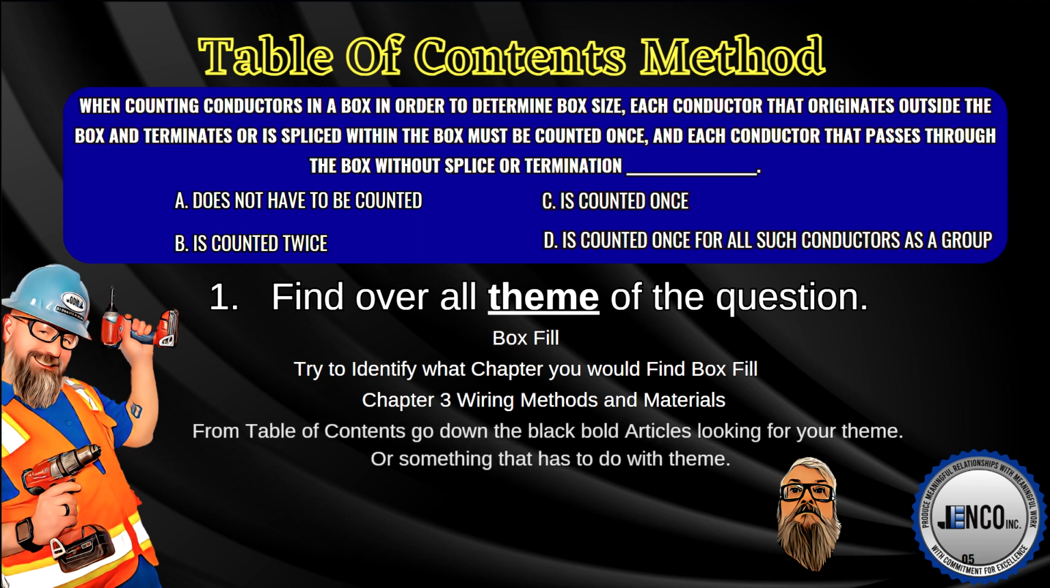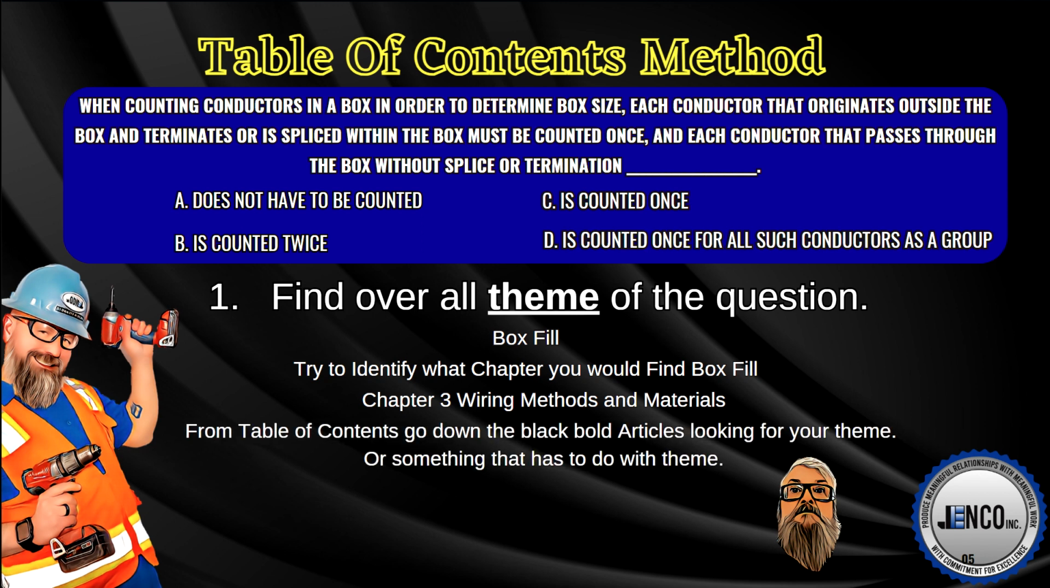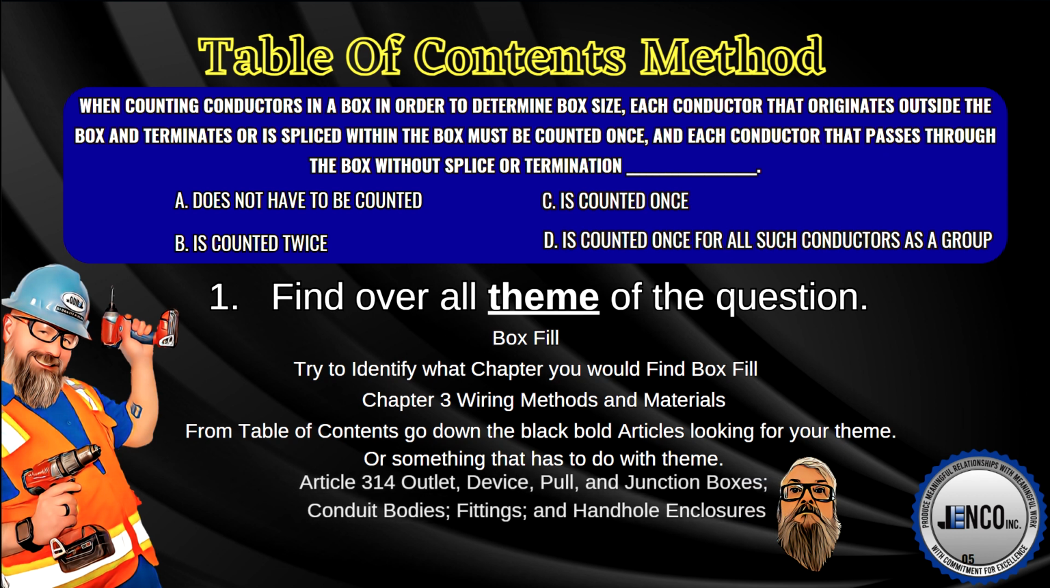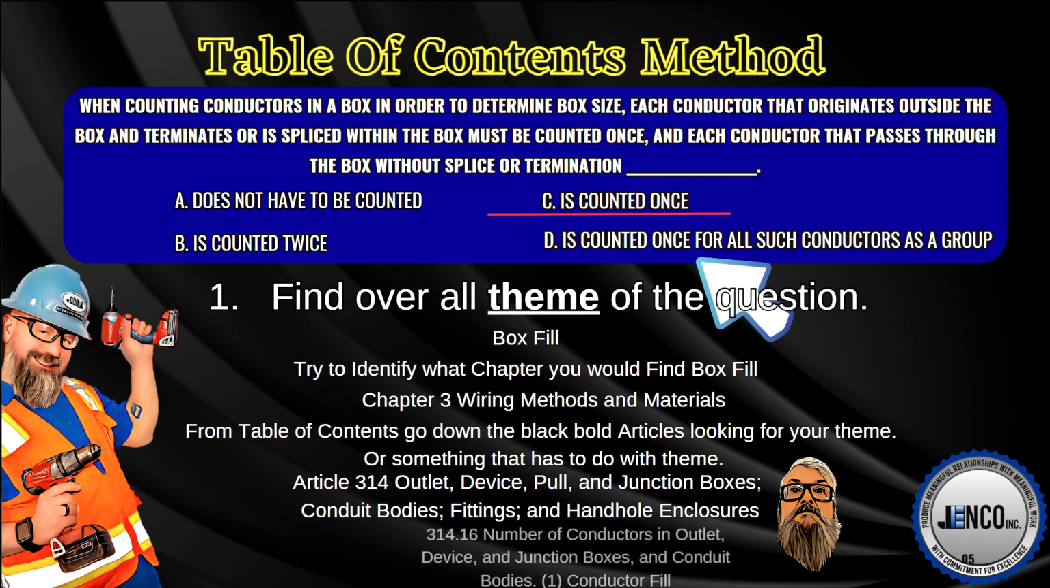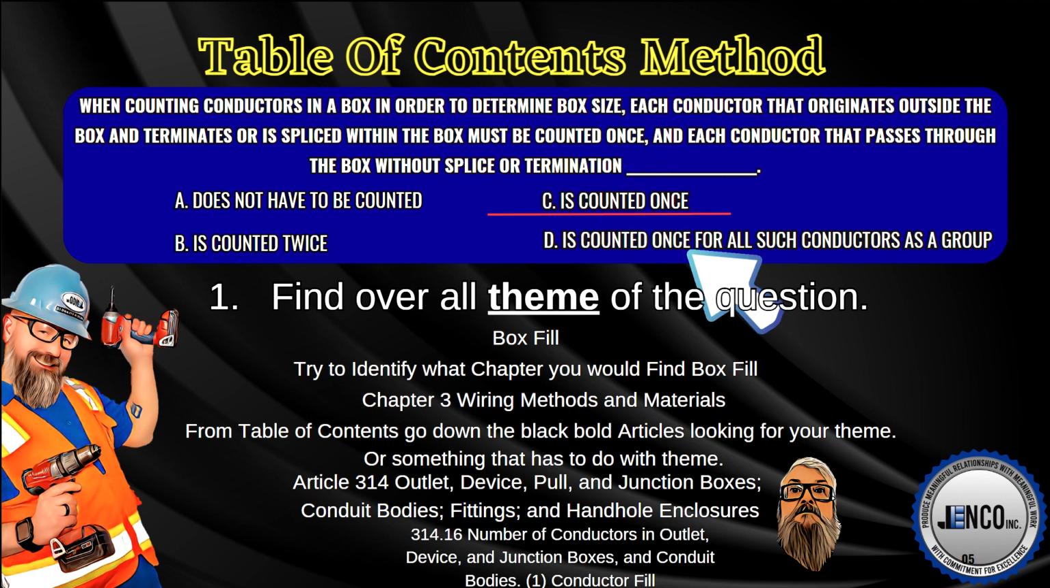From the table of contents, go down the black bold articles looking for your theme or something that has to do with your theme. It's going to have a page number and where to find that as well. It's going to be Article 314, Outlet, Device, Pull and Junction Boxes, Conduit Bodies, Fittings, Handhole Enclosures. Then going down, you'll find 314.16, Number of Conductors in Outlet, Device, Junction Boxes, and Conduit Bodies, (A) Conductor Fill. And what you're going to find is that C, counted once, is the answer you're looking for.